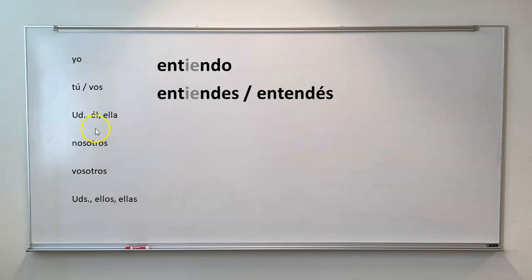So now the usted, él, ella form. These three subjects share the same form, and the form is entiende, also with the stem change. So we would say, usted entiende, you understand. Él entiende, he understands. Ella entiende, she understands.